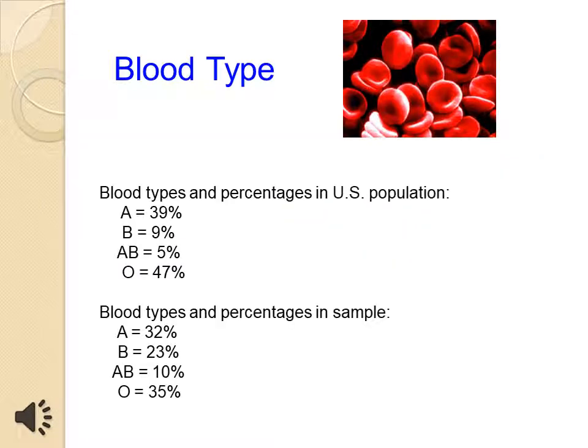Let's do one more example using this website. The blood types and percentages for the U.S. population are shown on this slide and would represent our expected values in a sample. The blood types and percentages are shown for a sample drawn for a particular study.